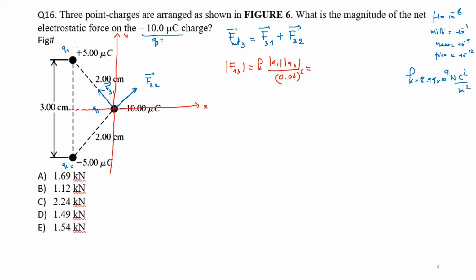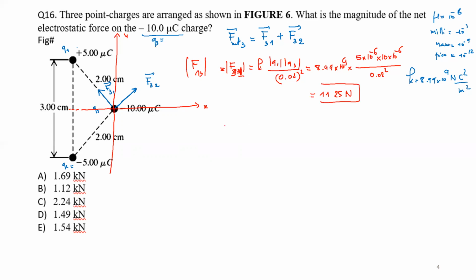So let me calculate the magnitude. You get 8.99 times 10 to the power 9 times Q1. Q1 is 5 microcoulomb, so don't forget 10 to the power minus 6 coulomb. Q3 is just 10, but I take the absolute value, 10 to the power minus 6 coulomb, divided by 0.02 squared. When you calculate this, you get 1,125 Newton. This is the magnitude of the force on 3 by 1, which has the same magnitude as the force on 1 by 3, but I want the force on 3 by 1, because I'm looking at the net force on 3.